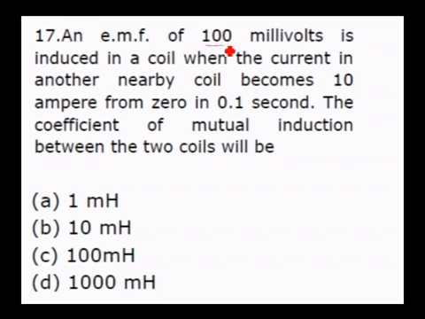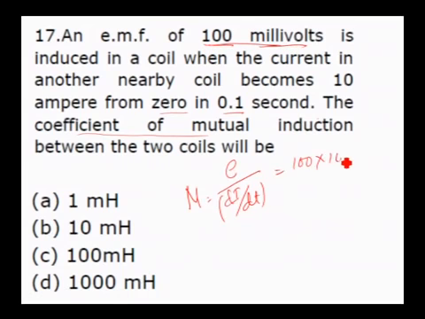An EMF of 100 millivolt is induced in a coil when the current in another nearby coil changes from 0 to 10 ampere in 0.1 second. Find the coefficient of mutual induction. We have an expression for the mutual induction coefficient: M is equal to induced voltage divided by di by dt. What is the voltage induced here? It is 100 into 10 power minus 3 divided by the rate of change of current.